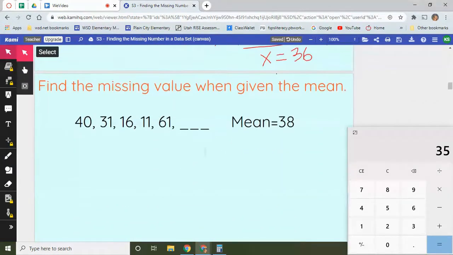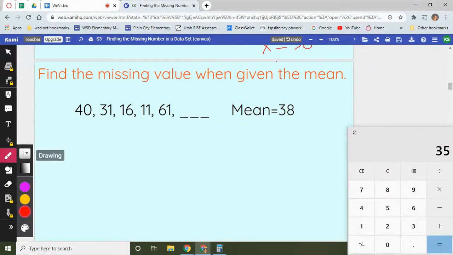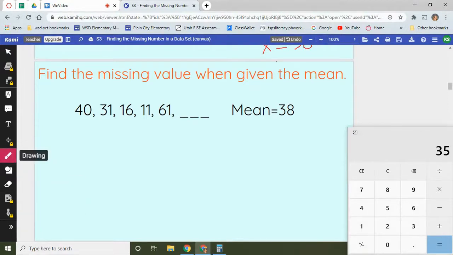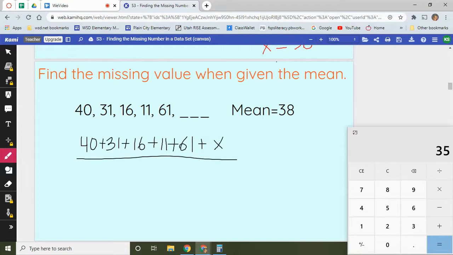Okay, let's try another one. So step 1, write down our numbers by adding them together. So 40 plus 31 plus 16 plus 11 plus 61 plus x, all divided by 1, 2, 3, 4, 5, 6 gives us a mean of 38.